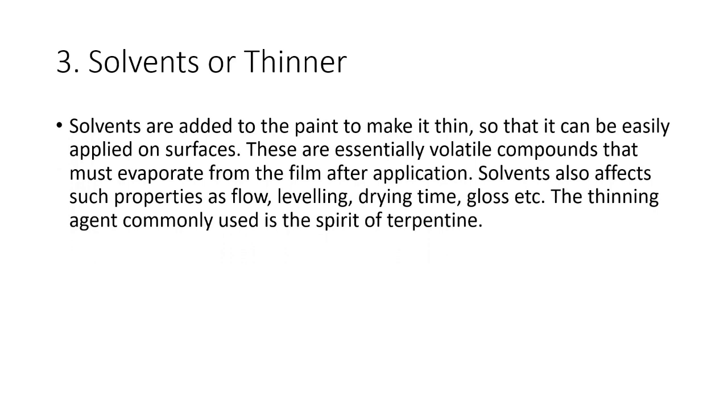So what should be the complete definition? Solvents are added to the paint to make it thin so that it can be easily applied on the surface, because if the viscosity is more, you cannot apply it easily. These are essentially volatile compounds. Why? Because they should evaporate, and the other important components of the paint should cover the entire material. So it must evaporate from the film after application. Solvents also affect such properties as flow, leveling, drying time, gloss, etc. The thinning agent commonly used is the spirit of turpentine.